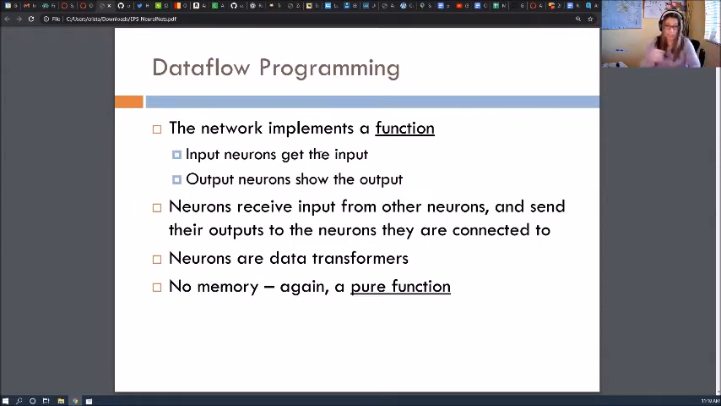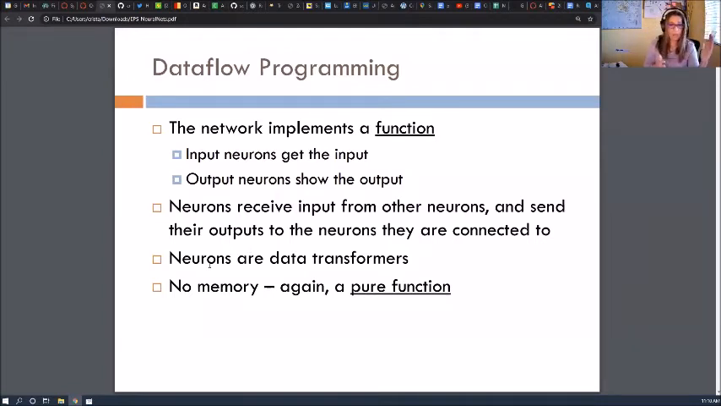It's actually a very simple function because it's linear combinations all over, modulated by some sort of an activation function. The input neurons get the input, the output neurons show the output, right? And the neurons receive input from other neurons and send their outputs to neurons that they are connected to. And basically, what are the neurons? The neurons are data transformers, right?